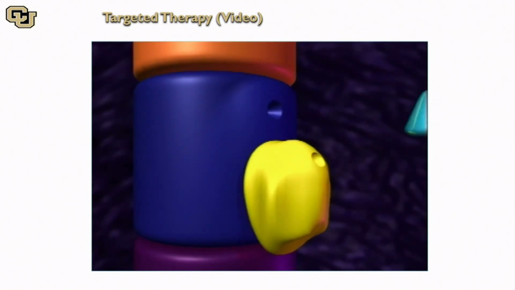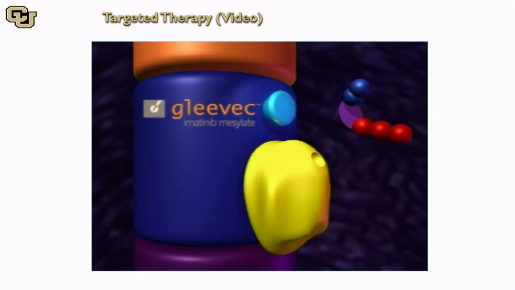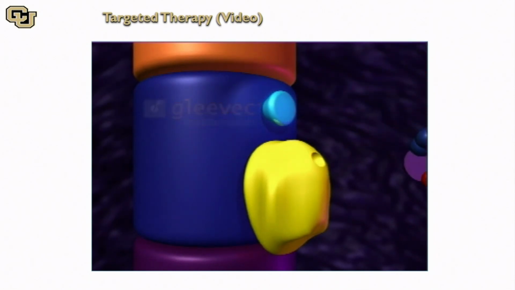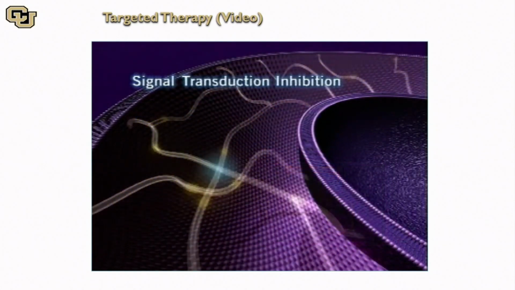A novel agent called Gleevec, formerly STI-571, is designed to specifically inhibit the abnormal signals released by the BCR-ABL protein. It does so by blocking the binding of ATP to BCR-ABL. It is believed that in the presence of Gleevec, the BCR-ABL protein is unable to function and cells revert to their normal state.